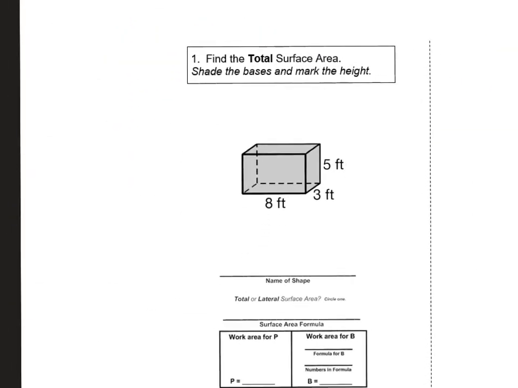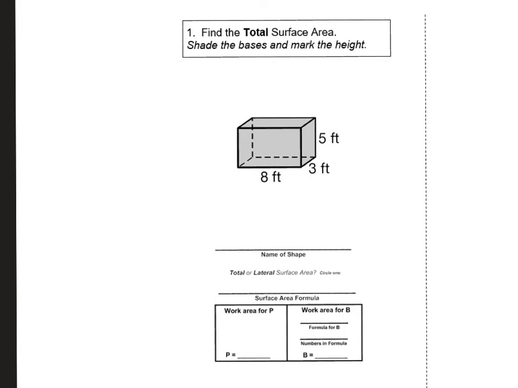All right, so let's look at the first problem. Find the total. Now this is going to be important once we learn about the other type of surface area, that you're reading what you're looking for. Shade the bases and mark the height. In this case, I'm going to choose the left and right as the bases, which means that this piece would be my height. So the first thing we want to do is name the shape. And since the bases are rectangular, we would call this a rectangular prism.